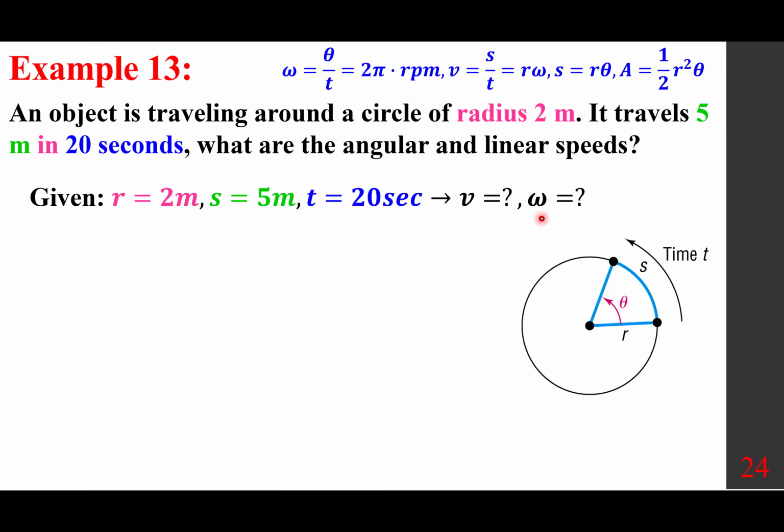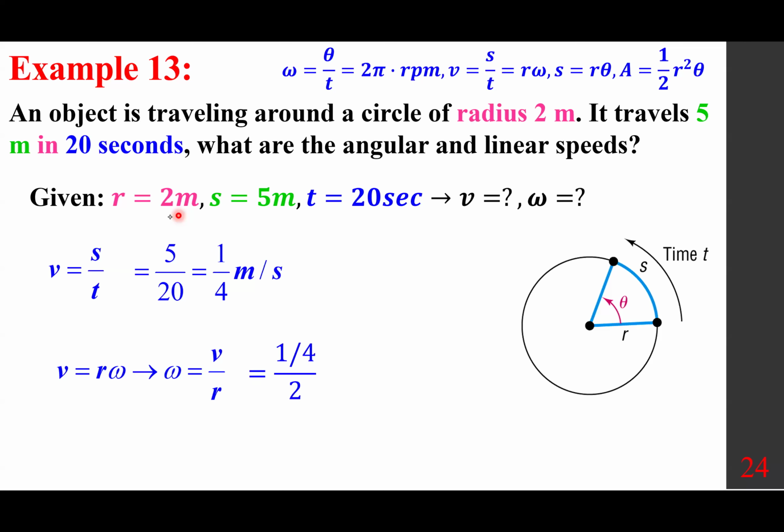V, the linear velocity, is S over t, and that is 5 meters over 20 seconds. That gives us 1/4, and the units of meters per second. We also know V is R omega, which makes omega V over R. So we divide this one by the radius of 2, which gives us 1/8 of a radian per second. Very straightforward, everybody.